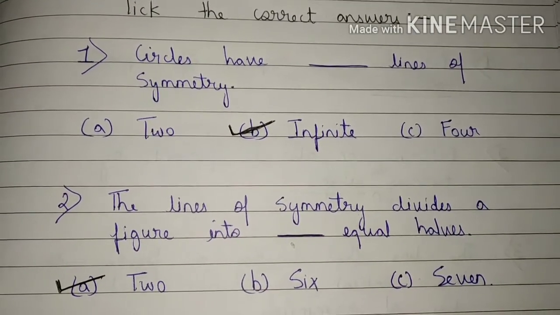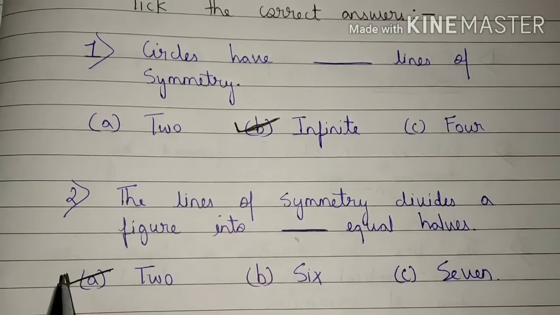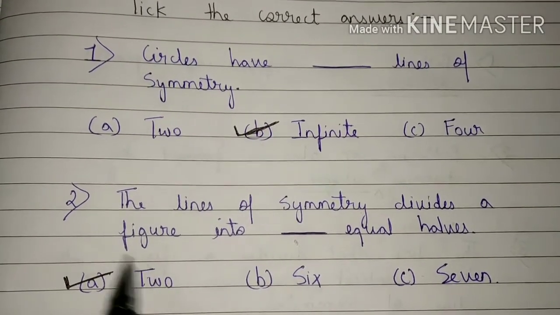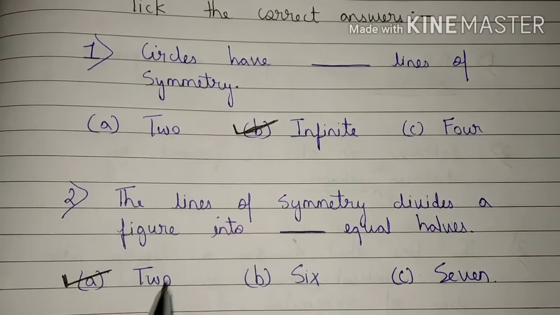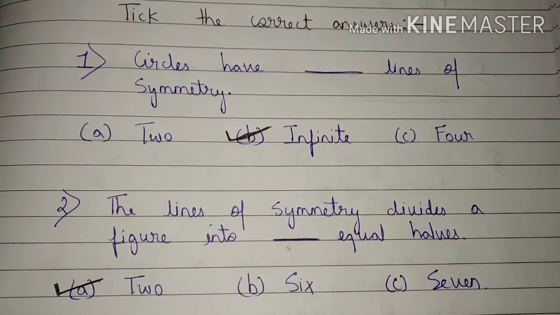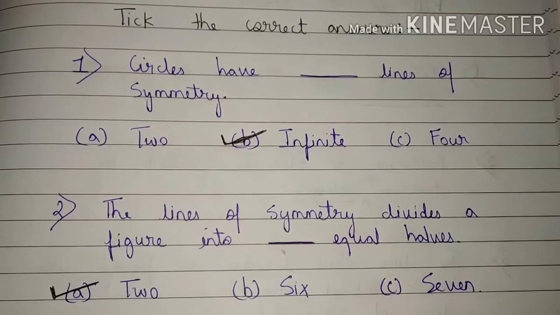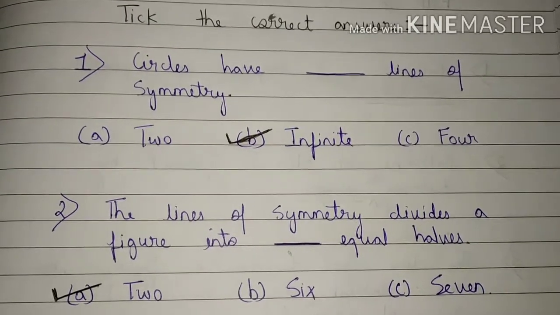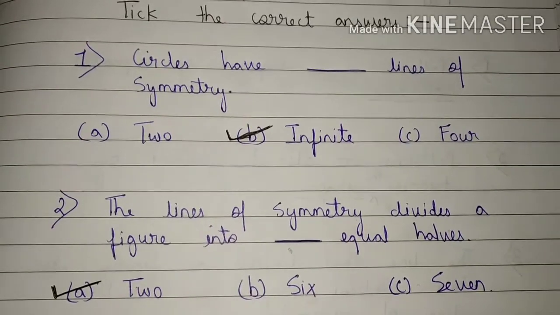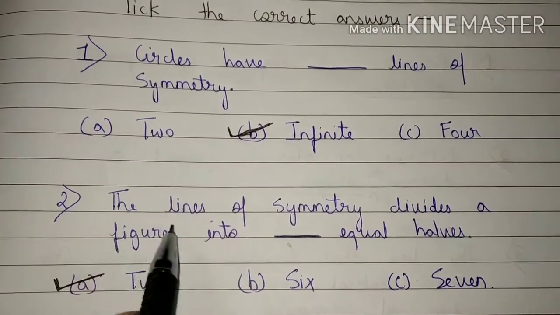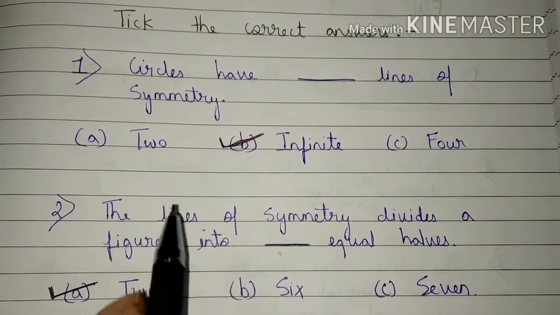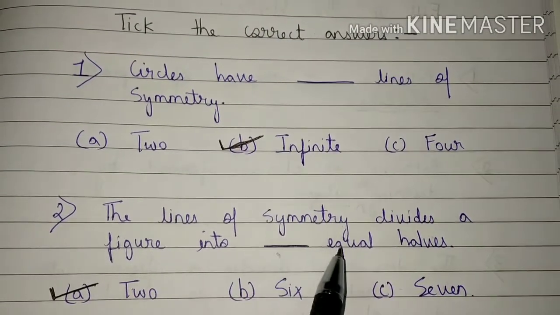Students, option A, 2 is the correct answer. Why is option A, 2 the correct answer? Because we have learnt that the line of symmetry divides any figure into 2 equal parts of same shape and size. So students, the lines of symmetry divide a figure into 2 equal halves.